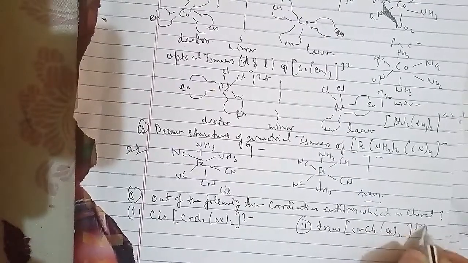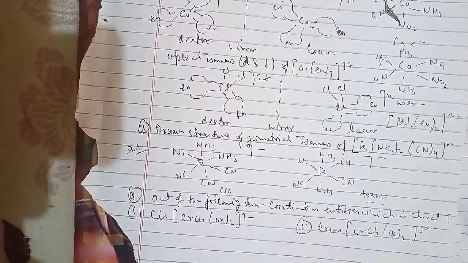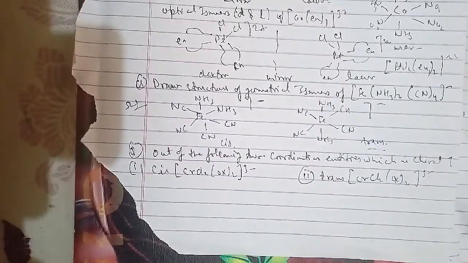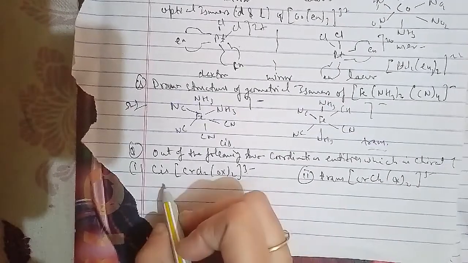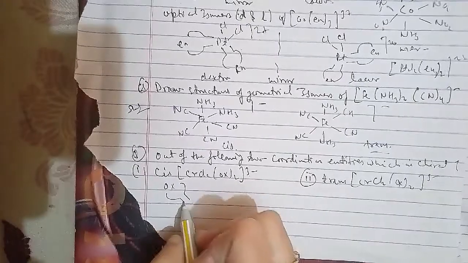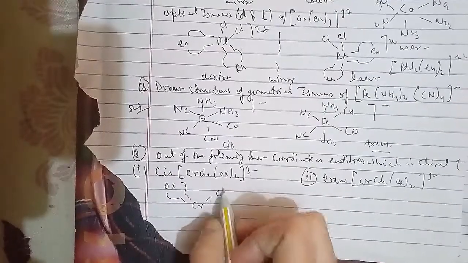So out of the two, here cis-[CrCl2(OX)2]3- is the chiral, optically active one. This has been the chiral, or you can say that optically active. That is what we have to answer.